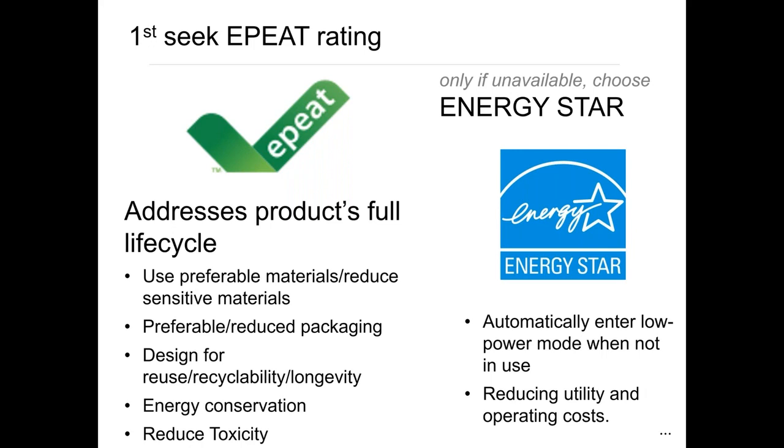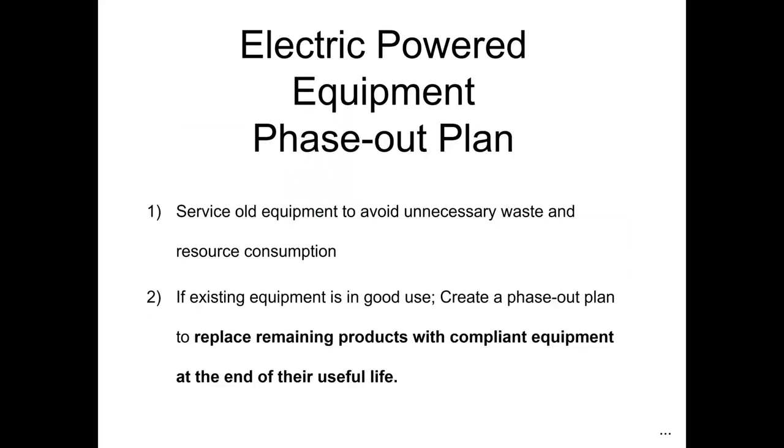And then only if EPEAT isn't available, you want to look at something that has Energy Star qualification, which just uses less energy overall because of that low power mode, and it reduces utility and operating costs. So it's kind of top tier, second tier, but a lot of times you'll find products that have both.